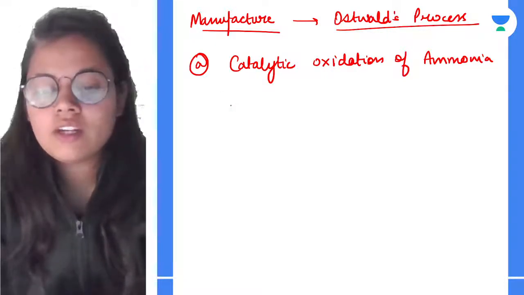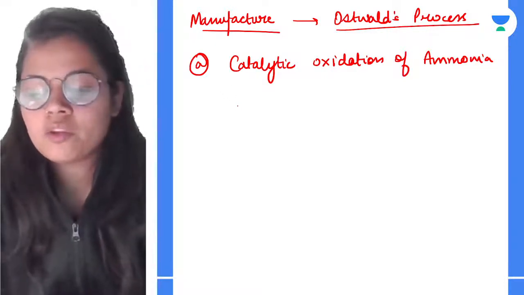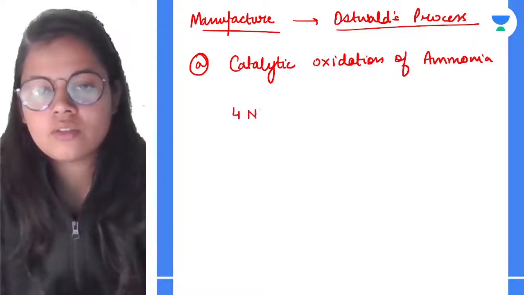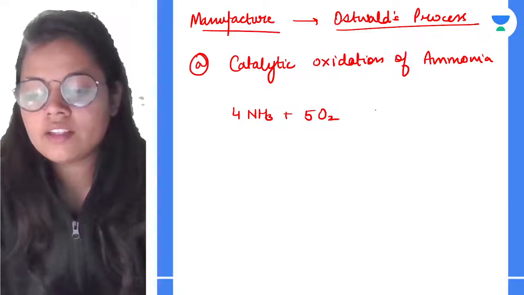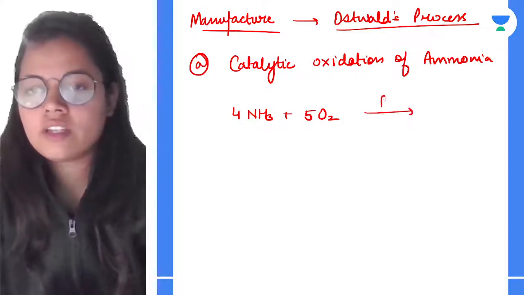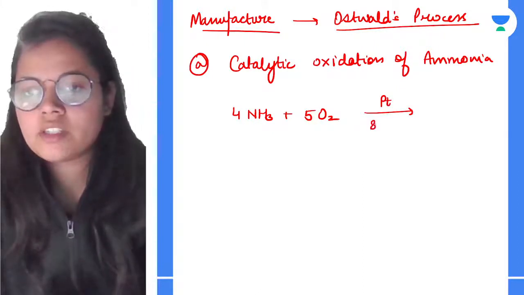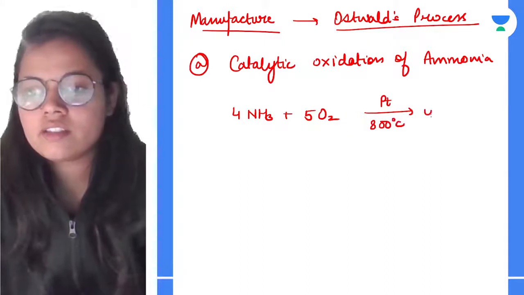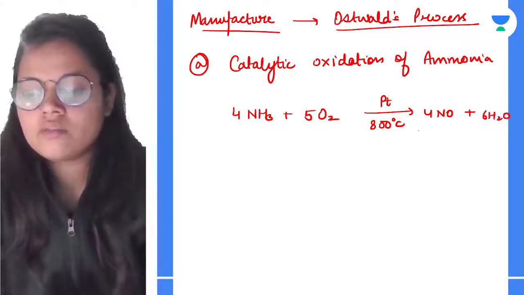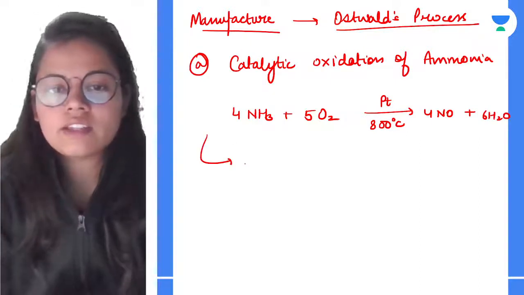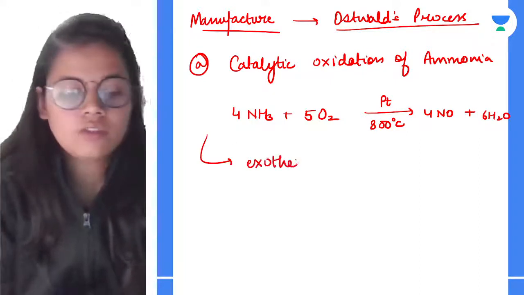So over here we are taking the mixture of ammonia and oxygen. So what reaction goes on here? Ammonia plus air, that is oxygen. The catalyst over here is platinum. Temperature is 800 degrees Celsius, and we get nitric oxide and water. This reaction is highly exothermic.